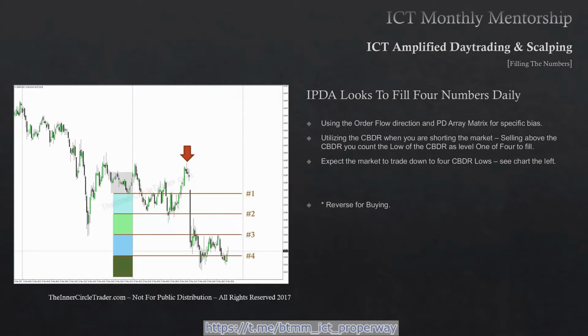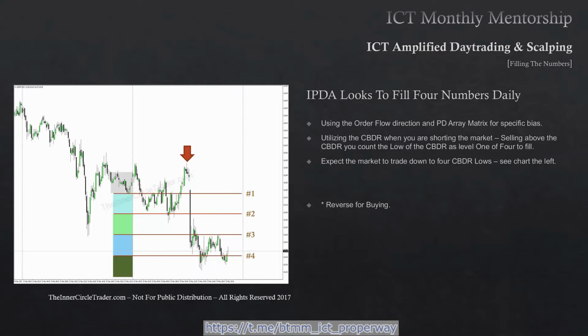Reversing this, you'd be buying below the central bank dealers range low, and once we get to the central bank dealers range high, that would be counted as level 1. And you would continuously do the standard deviations of the central bank dealers range, projecting it higher, higher, higher, stacking it on top of each other. And once you get through 4 of the central bank dealers range highs, that's your level 4 count, or the numbers being filled on the basis of the central bank dealers range.